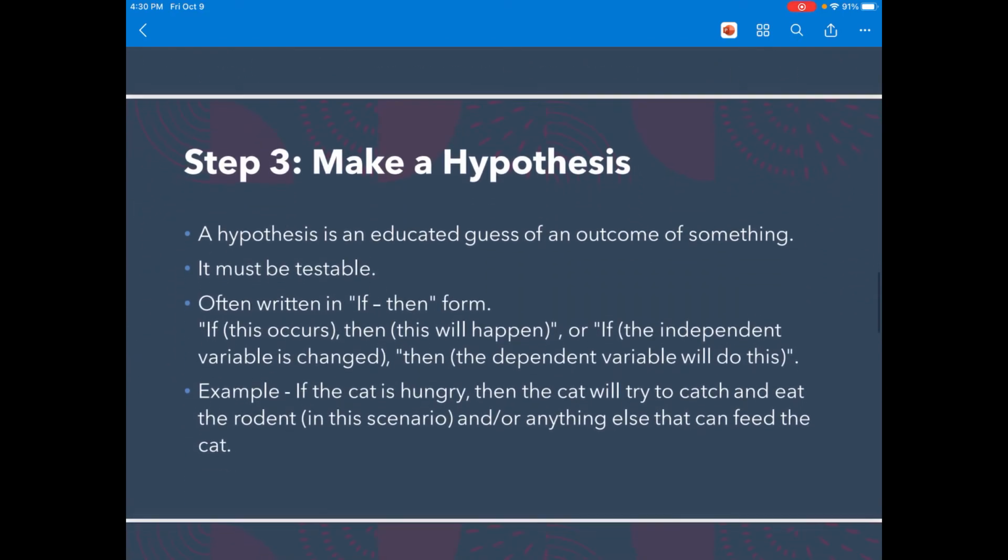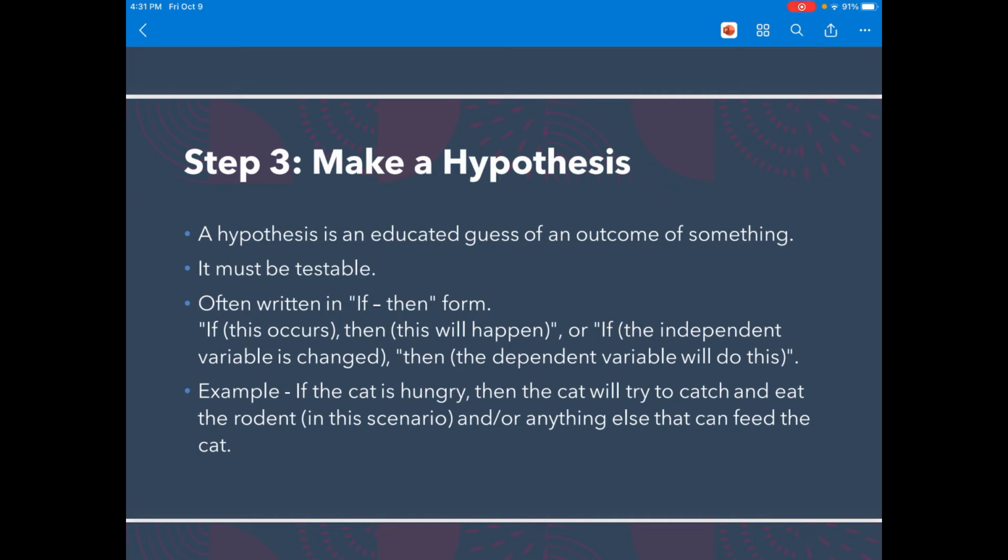Next step. Step 3. A hypothesis. A hypothesis is an educated guess of an outcome of something. It must be testable, so it must be in if-then form. For example, if this occurs, then this will happen. Or if the independent variable is changed, then the dependent variable will do this.